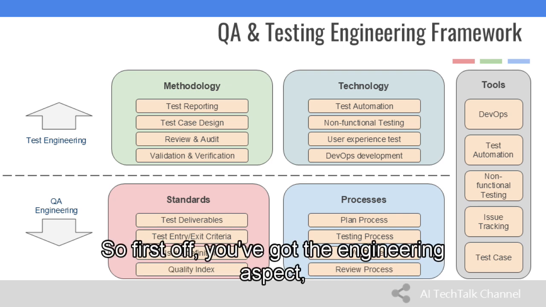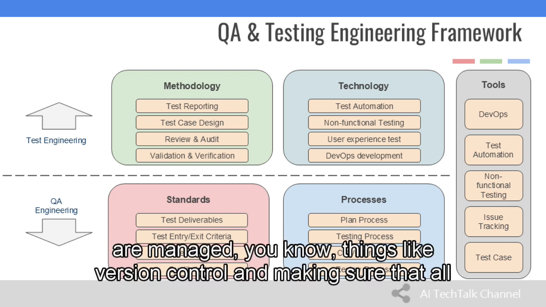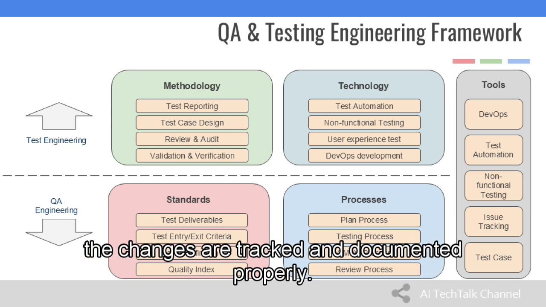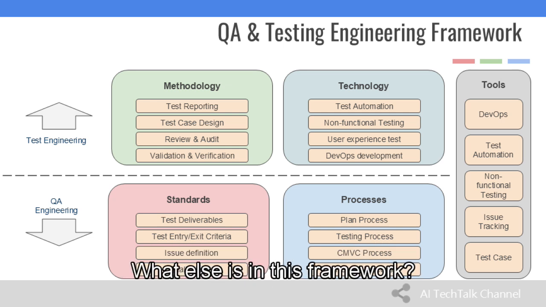So first off, you've got the engineering aspect, and this covers things like the review processes, how changes to the software are managed, things like version control, and making sure that all the changes are tracked and documented properly. So keeping everything organized. Exactly. Right, what else is in this framework?